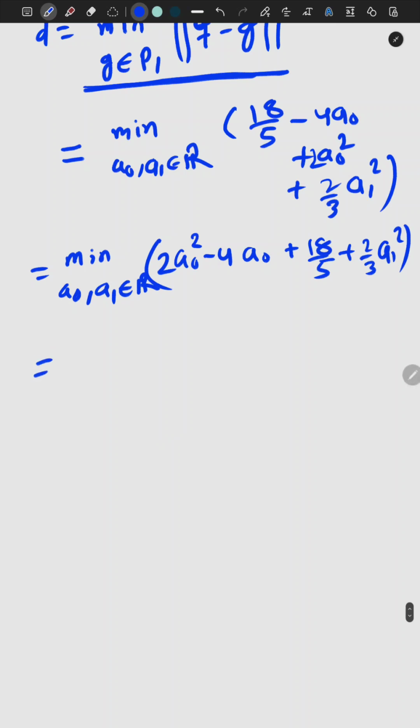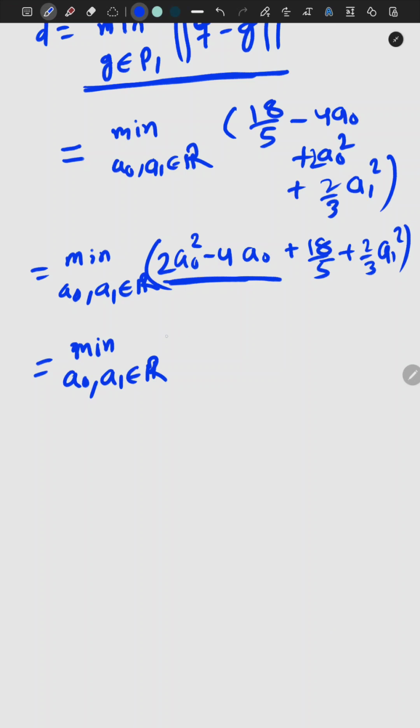Now let us calculate the minimum value of this, the minimum over a0 and a1 belonging to R. How to calculate the minimum of these things? To calculate the minimum, we apply class 12 algebra. To find the minimum value of the quadratic expression, we have to convert it into square form.